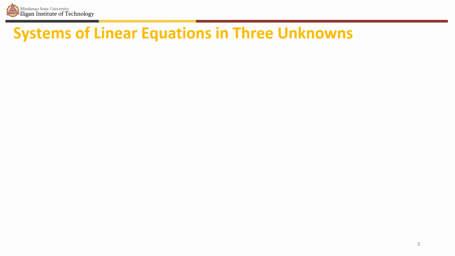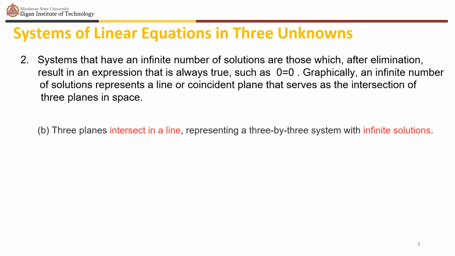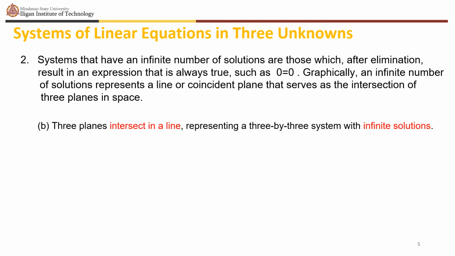Now, systems that have an infinite number of solutions are those which, after elimination, result in an expression that is always true, such as 0 is equal to 0. Graphically, an infinite number of solutions represents a line or coincident plane that serves as the intersection of three planes in space. So here's the sketch of three planes that intersect in a line, represented by a 3 by 3 system with infinite solutions.